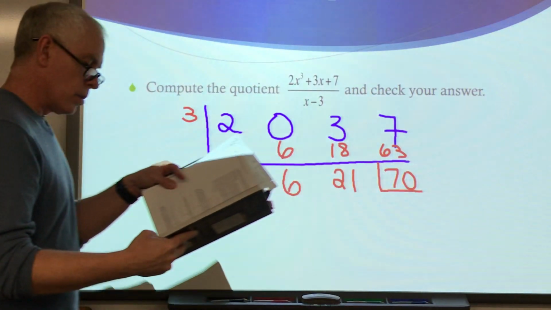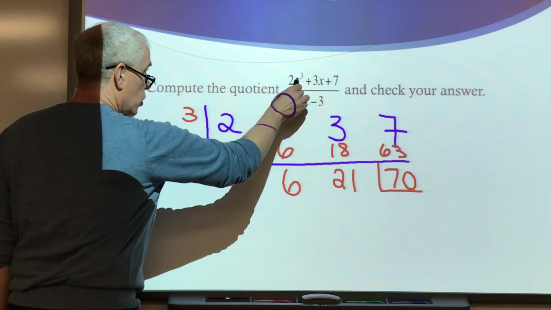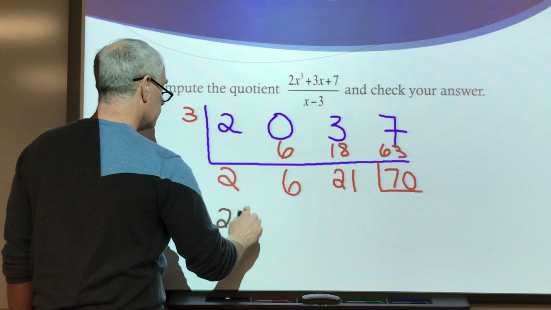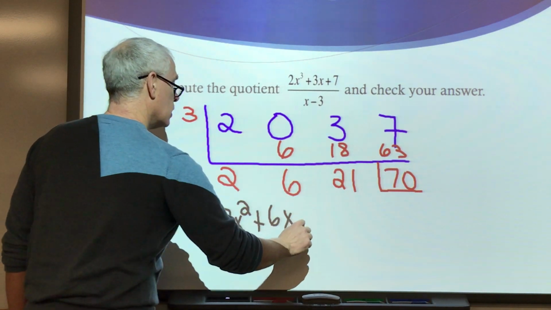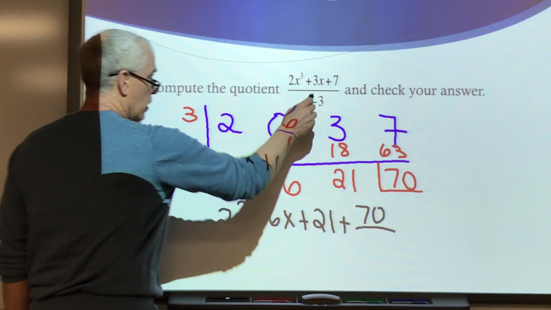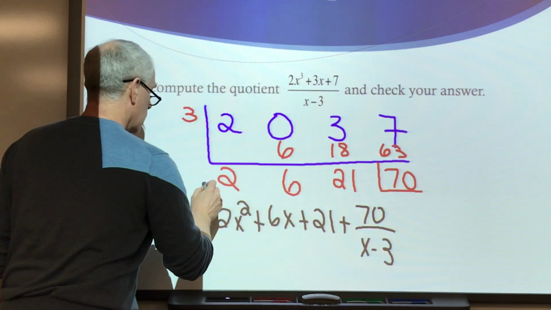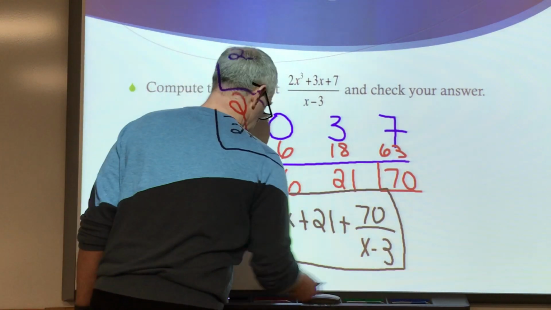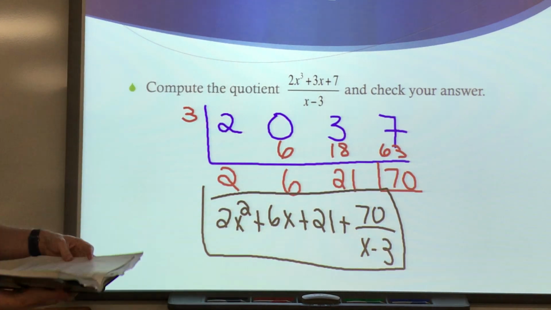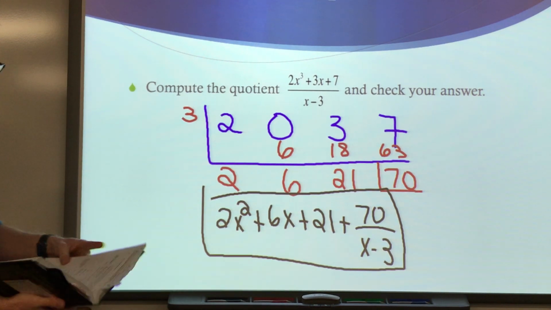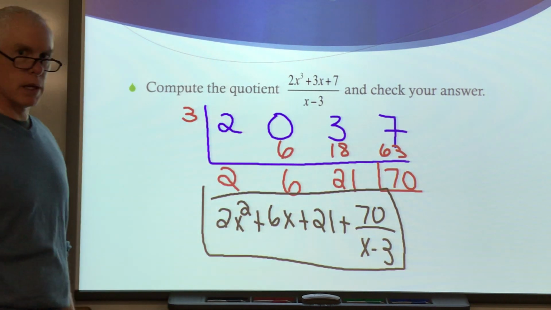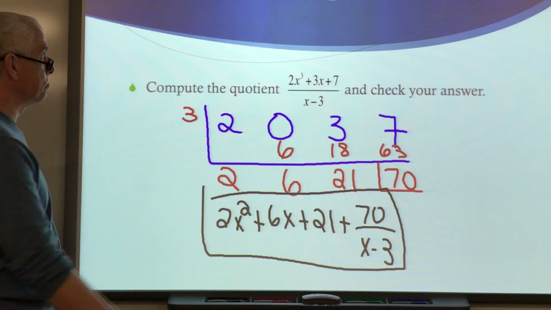Okay? So the way I'm going to write my solution, we went from cubed divided by a linear, so we're going to get a squared term. This is going to be 2x squared plus 6x plus 21 plus 70 over what I divided by. That's going to be your final answer. So synthetic division is a lot more efficient than the long division is. But with both of them, you have to remember to put that placeholder in there. So we didn't have an x squared term, we needed to put something in there for it. Okay, if you forget that, it'll mess everything up.